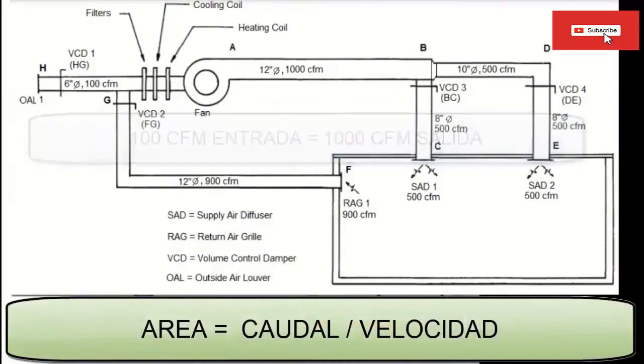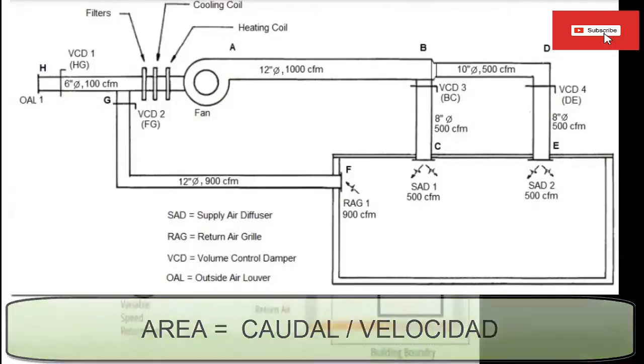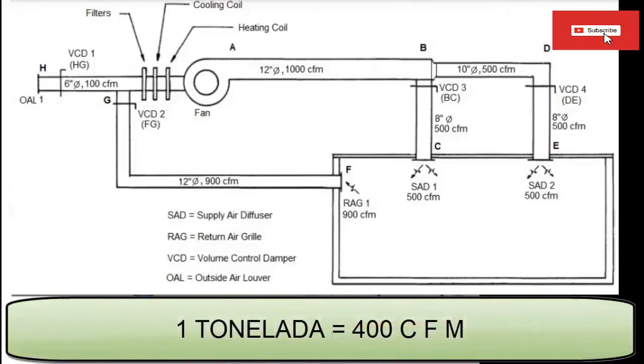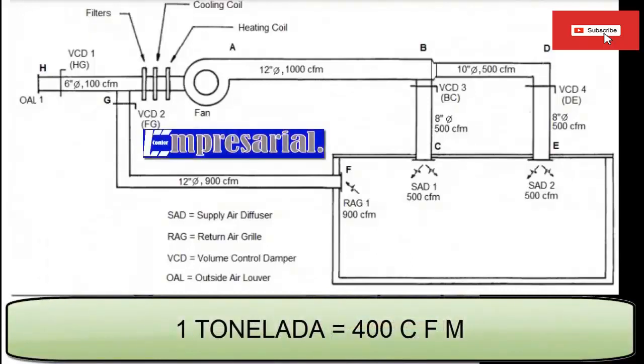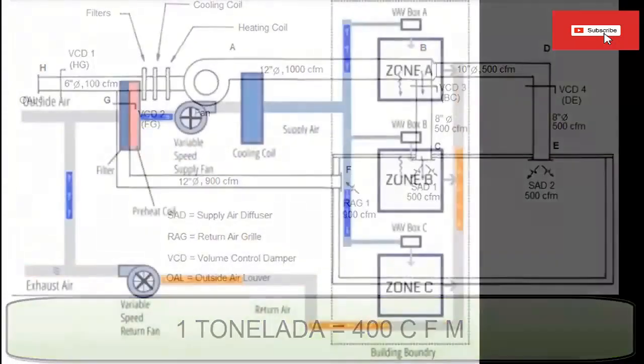One way to relate the flow and the speed of the air is with the formula that says that the area of a duct is equal to the division between the flow of air and its speed. In general, we can say that for every ton of refrigeration handled by the air conditioning system, the fan must supply an airflow of 400 cubic feet per minute.